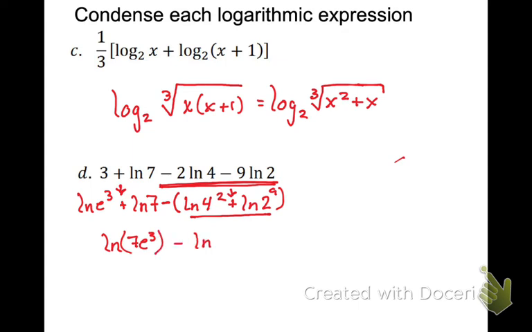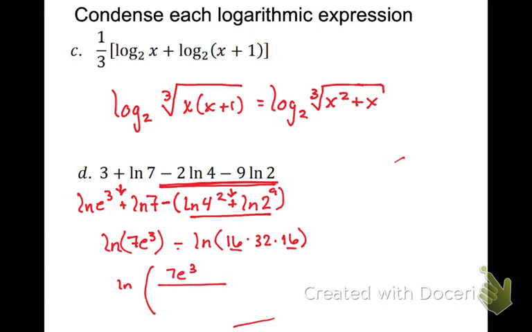minus the natural log of, well, 4 squared is 16, right? Times 2 to the 9th. 2 to the 5th is 32, isn't it? Because 2 to the 4th is 16, times 2 is 32. So 32 and 2 to the 4th is 16. So what does the minus say? Divide. So we have the natural log of 7e cubed.